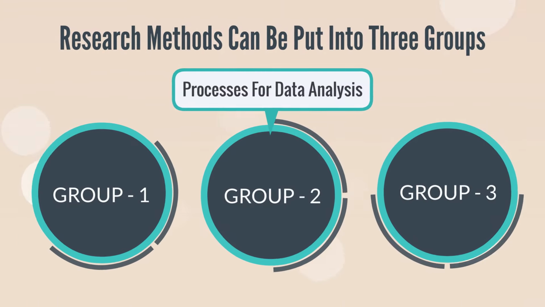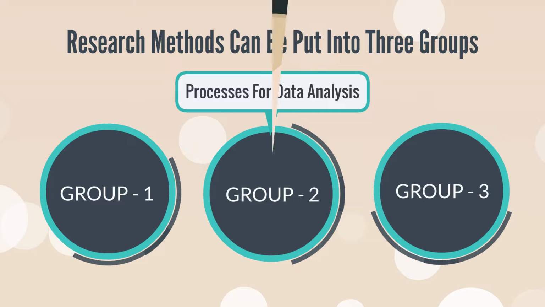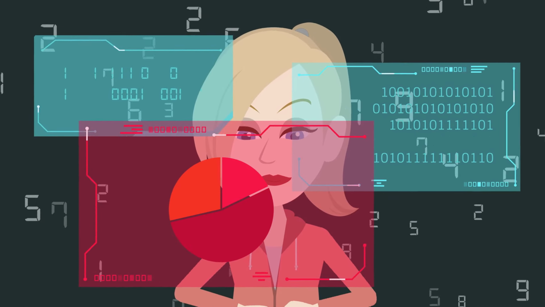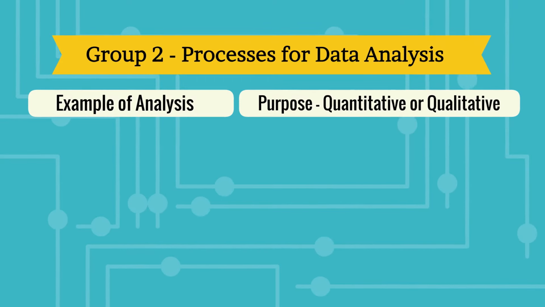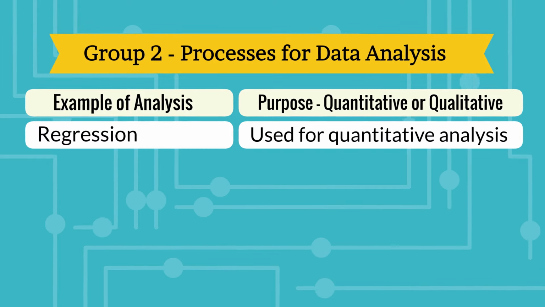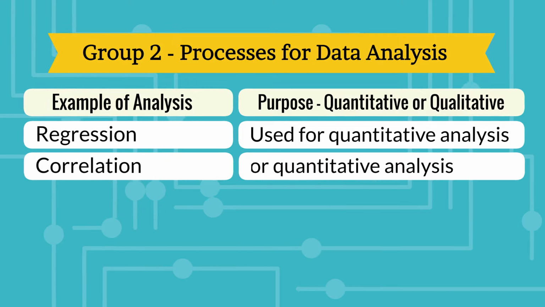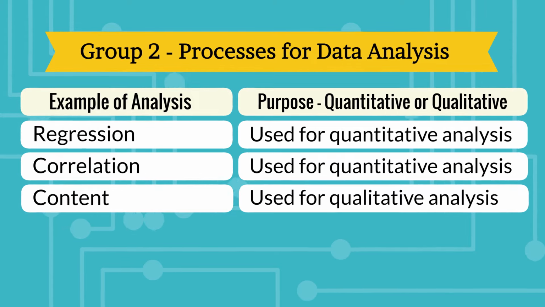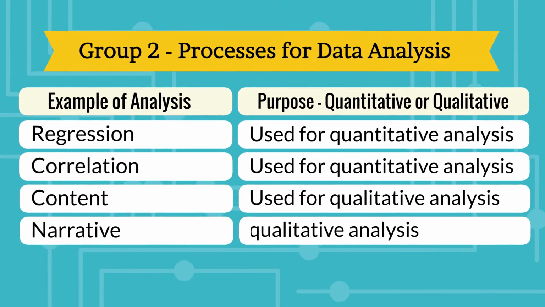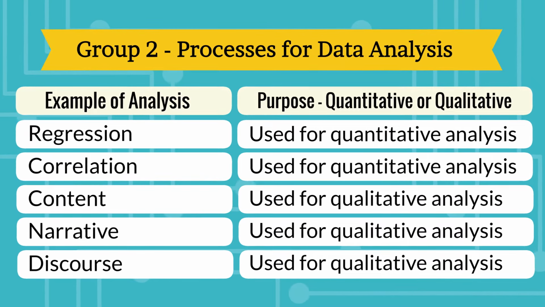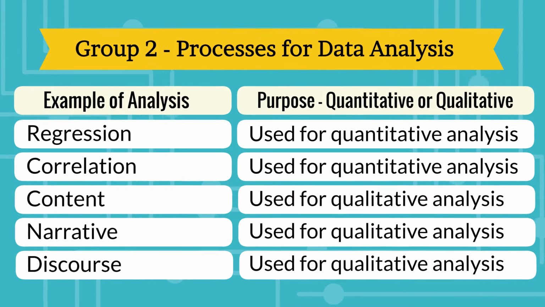Group 2, processes for data analysis. This group includes a collection of statistical and other processes used for analyzing data. Example of analysis, purpose: quantitative or qualitative. Regression, used for quantitative analysis. Correlation, used for quantitative analysis. Content, used for qualitative analysis. Narrative, used for qualitative analysis. Discourse, used for qualitative analysis.